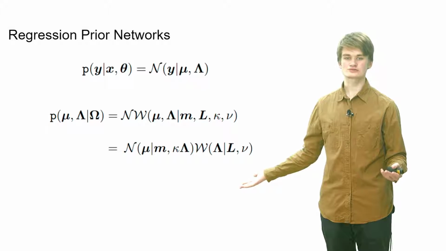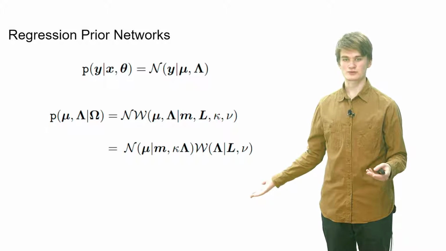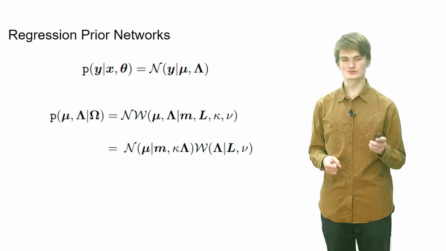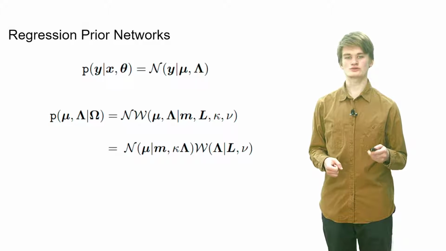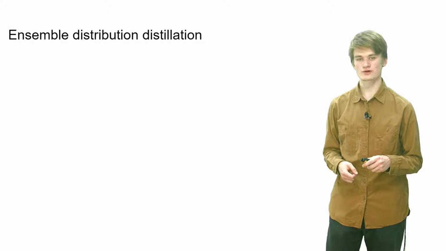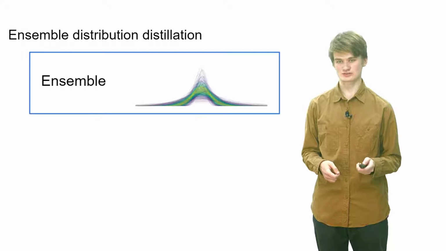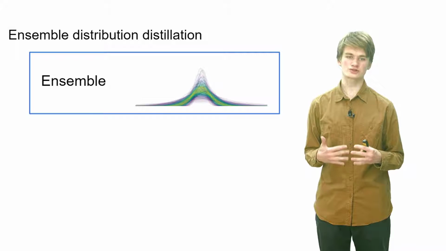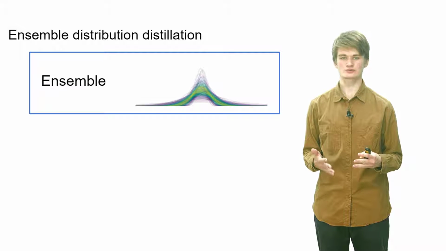There are methods to train such network from scratch, but they are quite complicated and usually do not work better than ensembles of Gaussians. So we will not discuss them in this presentation. Instead, we will focus on ensemble distribution distillation. Suppose that we have some ensemble of Gaussian models with desired behavior and we want to use it.